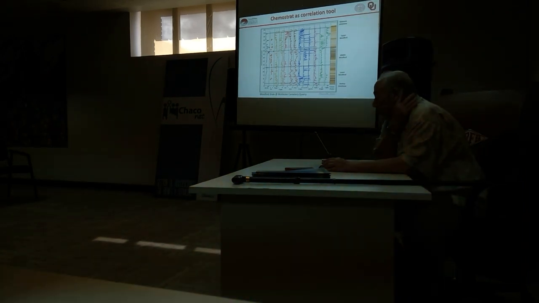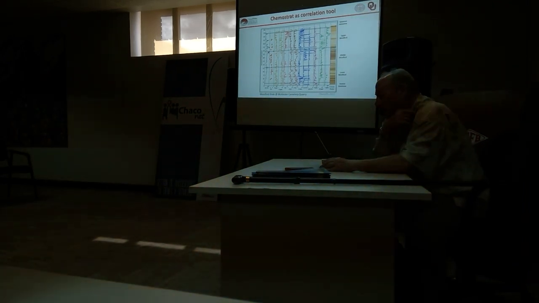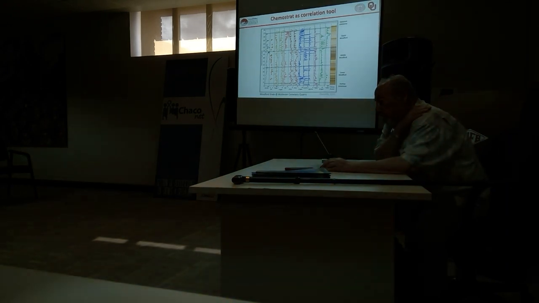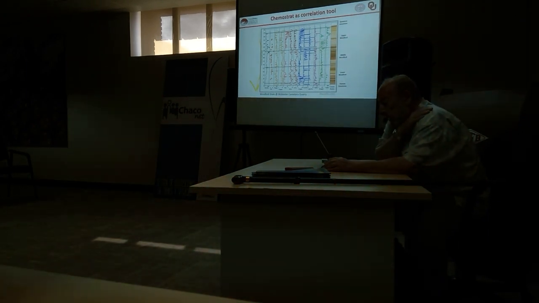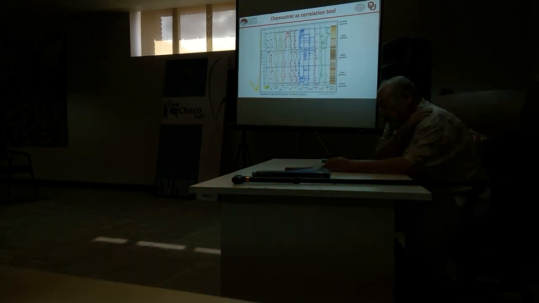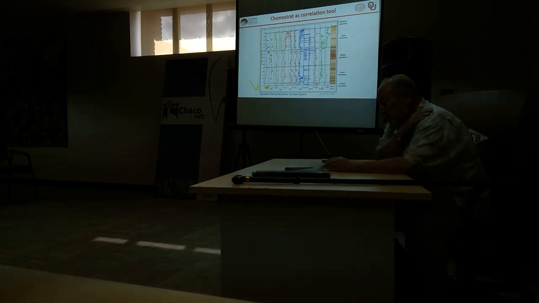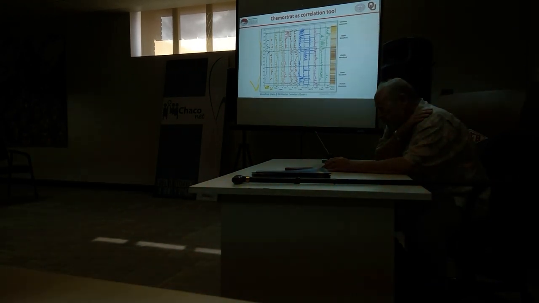A little bit more realistic. It's a little bit more complex. And so it's for a well. And again, the vertical axis is depth. And the horizontal is some of the different elements. Well, here's a gamma ray log. This one's got TOC. These orange dots are TOC.